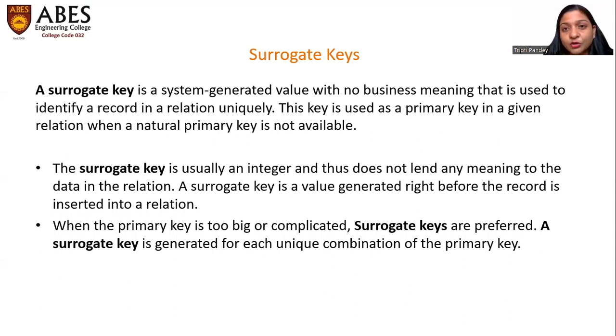So here comes the duty of your system. It will generate an integer value which literally has no meaning to the data in the relation. And it is always an integer value like a timestamp. Whenever our system generates a timestamp, it is a kind of surrogate key. So the next point is, when the primary key is too big or complicated, surrogate keys are preferred. A surrogate key is generated for each unique combination of the primary key.